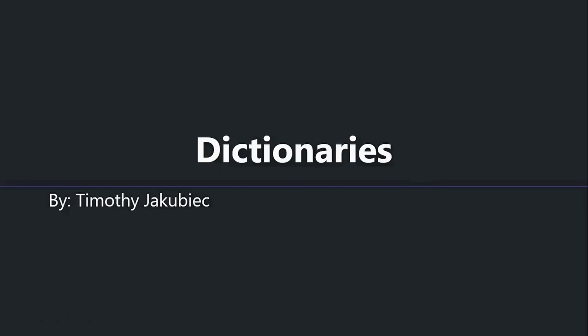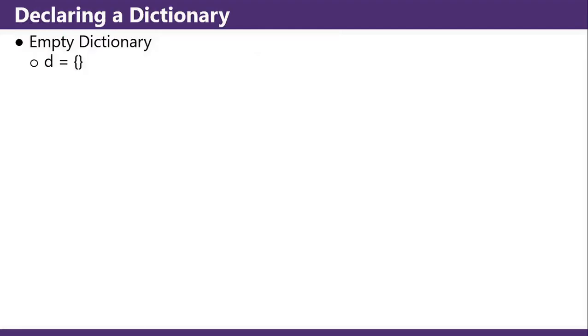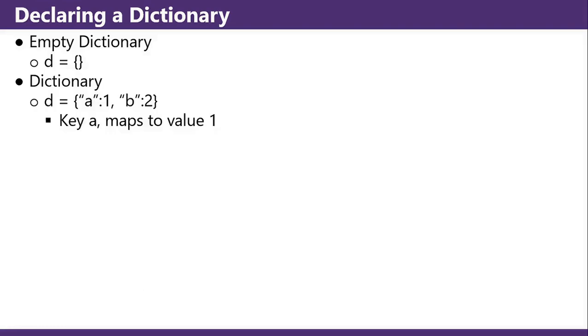Today we're going to talk about dictionaries in Python. A dictionary is any number of key value pairs. An empty dictionary: d = {}. A dictionary: d = {'a': 1, 'b': 2}. Key a maps to value 1, and key b maps to value 2.